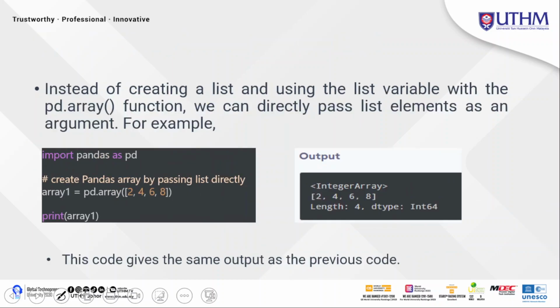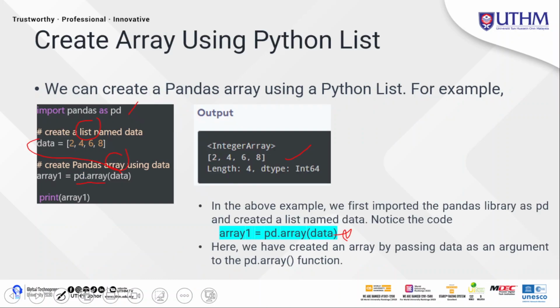Next, instead of creating a list and using the list variable with the pd.array function, we can directly pass the elements. So how can you pass the elements? You don't have to create the list. You can directly declare the list inside the array. So pd.array([2, 4, 6, 8]). Print array1, and you'll get the same answer. It shows you the same output as the previous one.